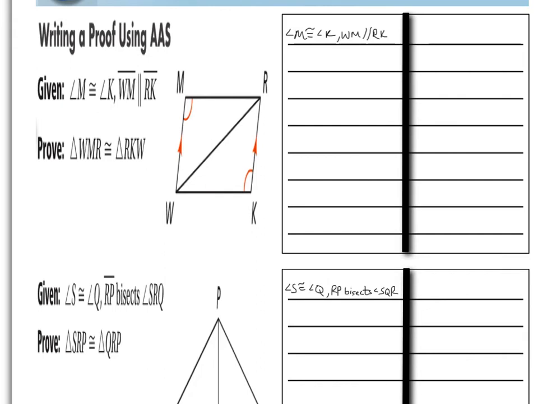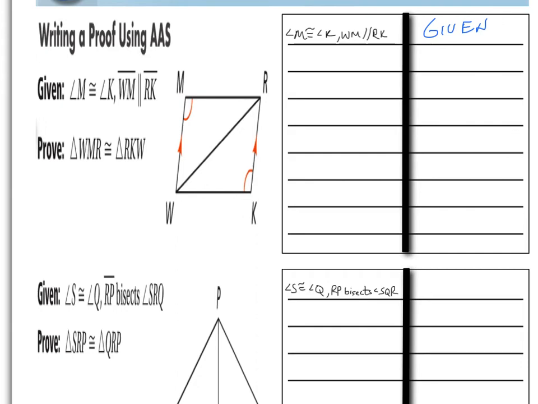Okay, now that you've hit pause, we know step 1's the given in the first one. We know that angle M and angle K are congruent, and we know that WM and RK are parallel. Now, as you're looking at this proof, you're trying to write the proof as angle, angle, side. They kind of give that away to you, but you'll notice you have an angle. So you either need to find a side and another angle, or another angle and then a side. So you're either going to use angle, side, angle, or angle, angle, side.